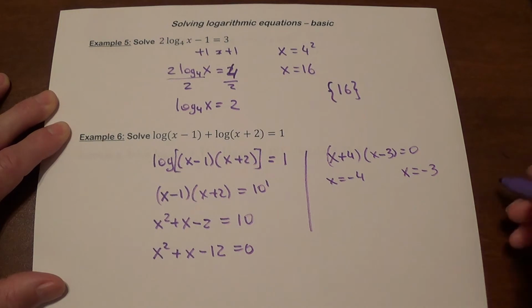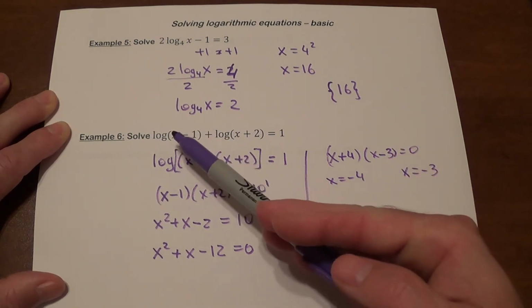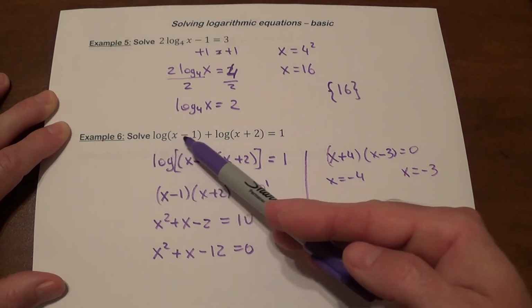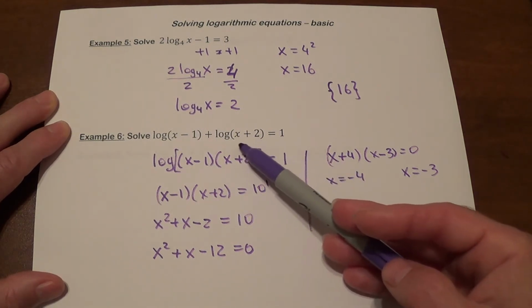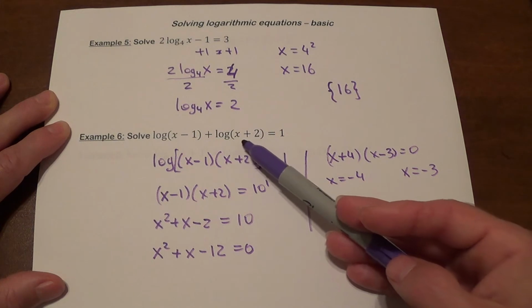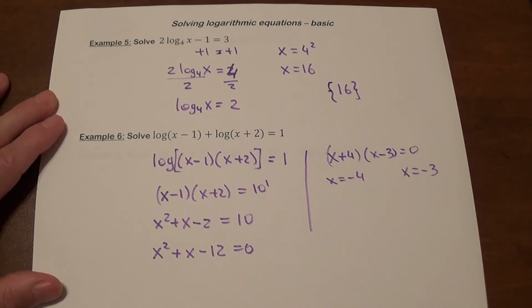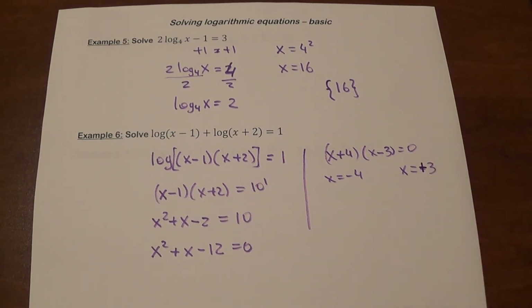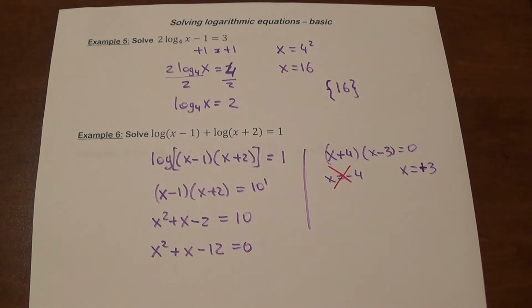So let's check this now. For negative 4, if I substitute negative 4 in here, I'm going to get negative 4 minus 1. That's negative 5 right here. That is not going to work. And it's also not going to work here for the same reason. Negative 4 plus 2 will give you negative 2. You cannot use a negative value inside of a log. So negative 4 is going to be what we call an extraneous solution, and we're going to have to reject it.